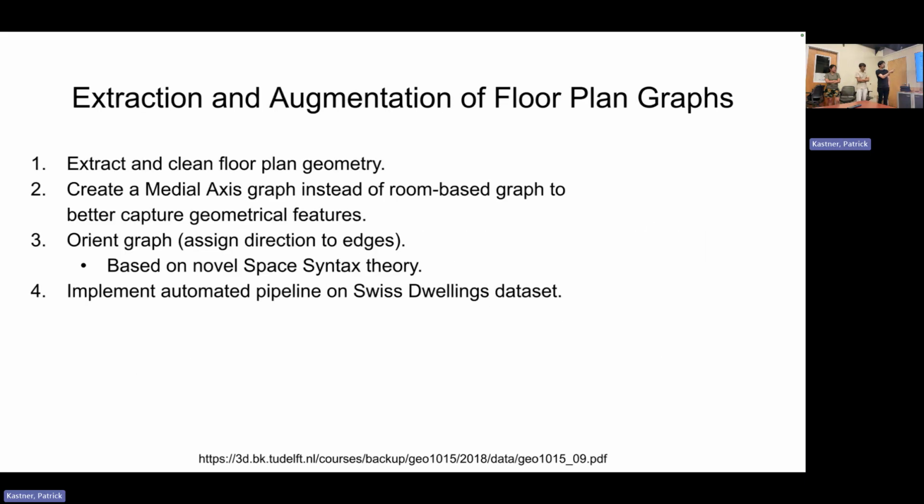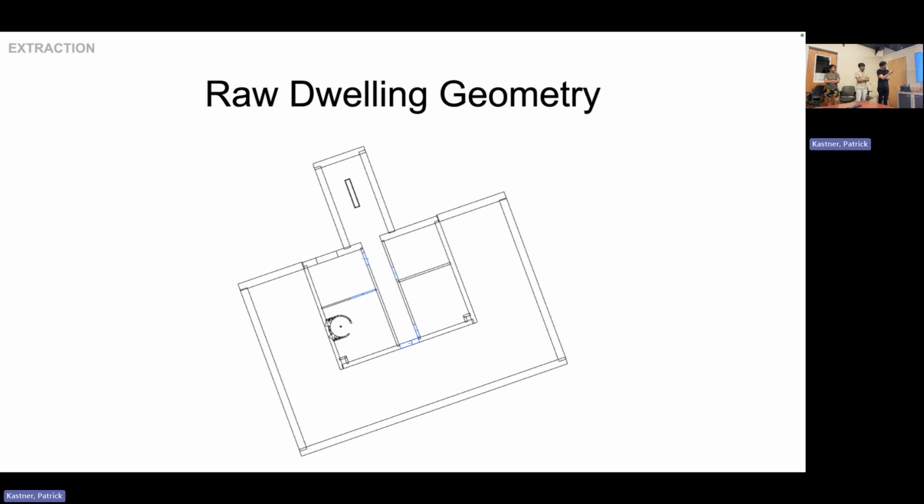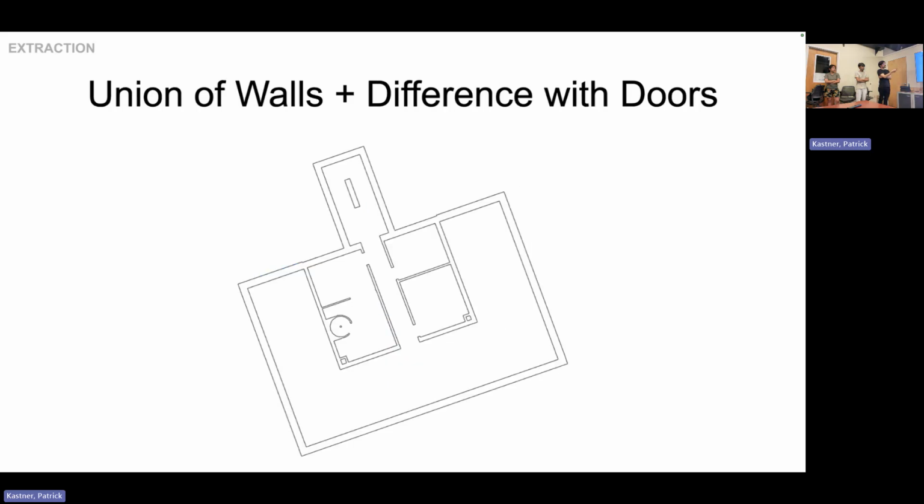So, extraction and augmentation of the floor plan graphs. There are four steps that we'll be using. The first one is to read the Swiss dwelling data set. We created this simple graph to quickly go through all the raw geometry, which is not very bad, but it needs some preprocessing, as there are some issues with how the corners are handled.